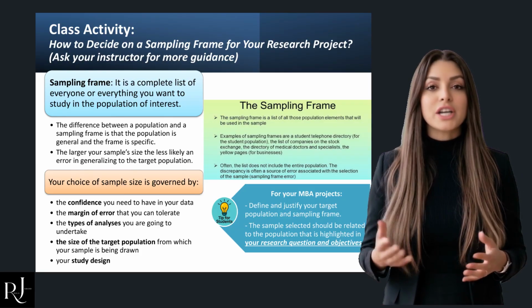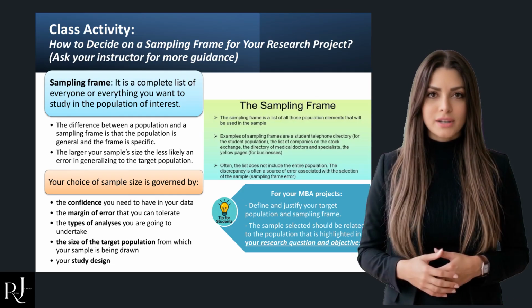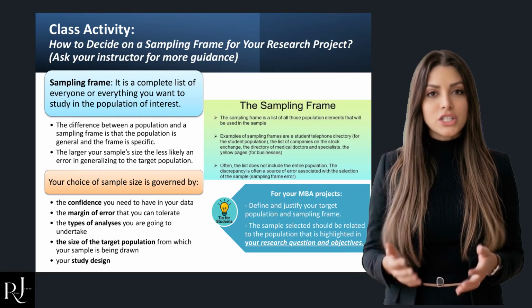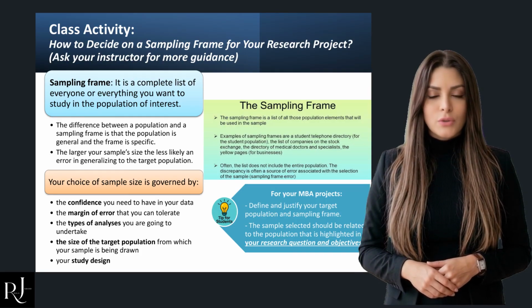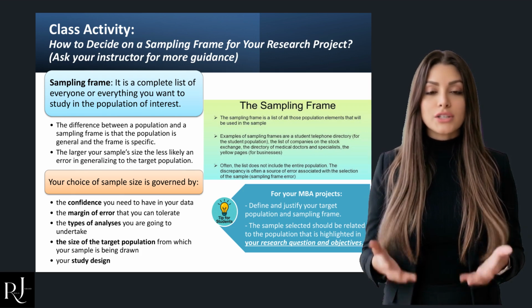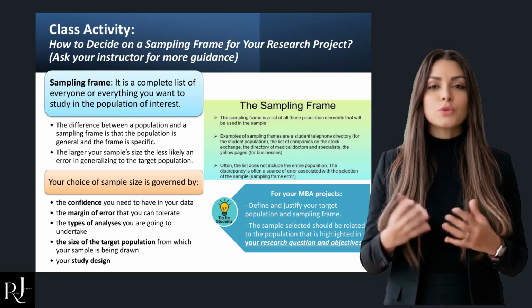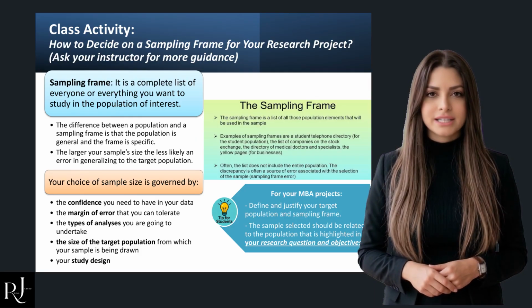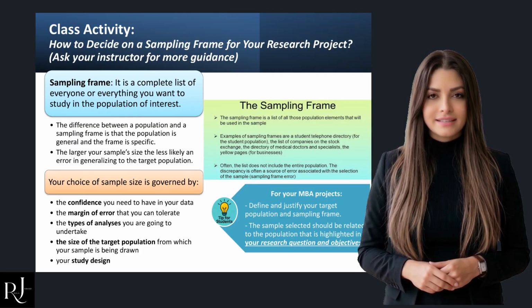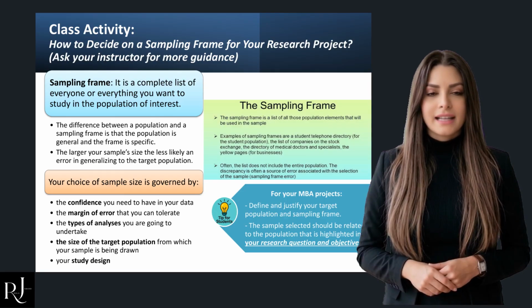For your MBA projects, you must define and justify your target population and sampling frame very clearly to ensure validity. For example, if your project is about the market share of mobile phone brands among young consumers, you need to clearly state that your target population is young consumers and your sampling frame could be a list of subscribers from a particular mobile network that has a large number of young users. This way, you can ensure that your research is based on a solid foundation and your results are valid.